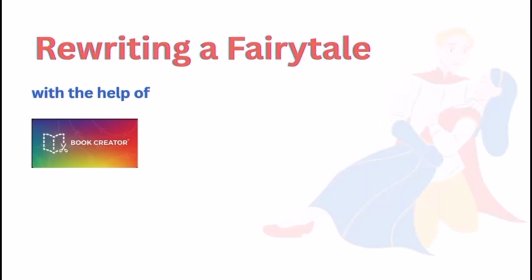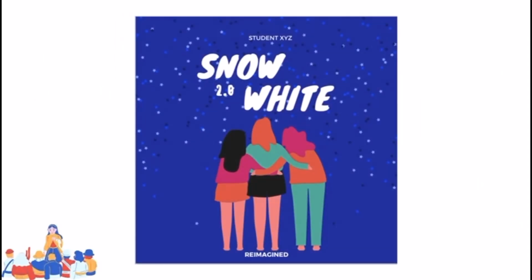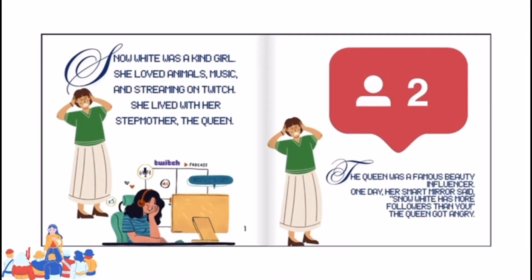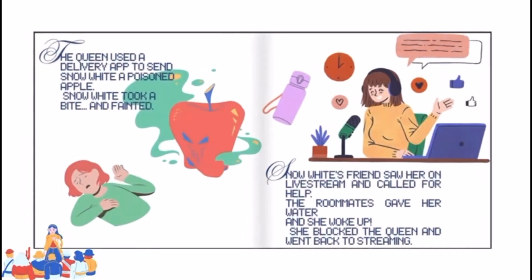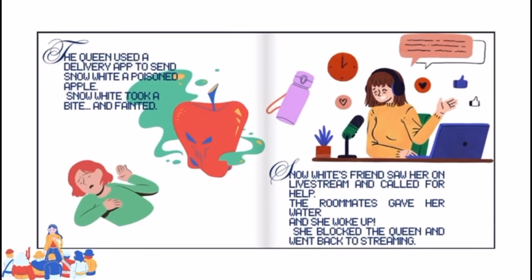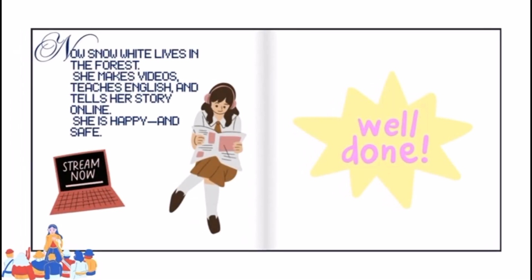In this task, your group will collaboratively rewrite the fairy tale Snow White using the digital tool Book Creator. This platform lets you create an interactive digital book by combining text, images, audio, and video, supporting both creativity and language use. You'll work in small groups of 3 to 5 people. Based on the previous task, your group will decide how to retell the story. Feel free to get creative. You might modernize the setting, change character roles, alter the plot, or invent a new ending.